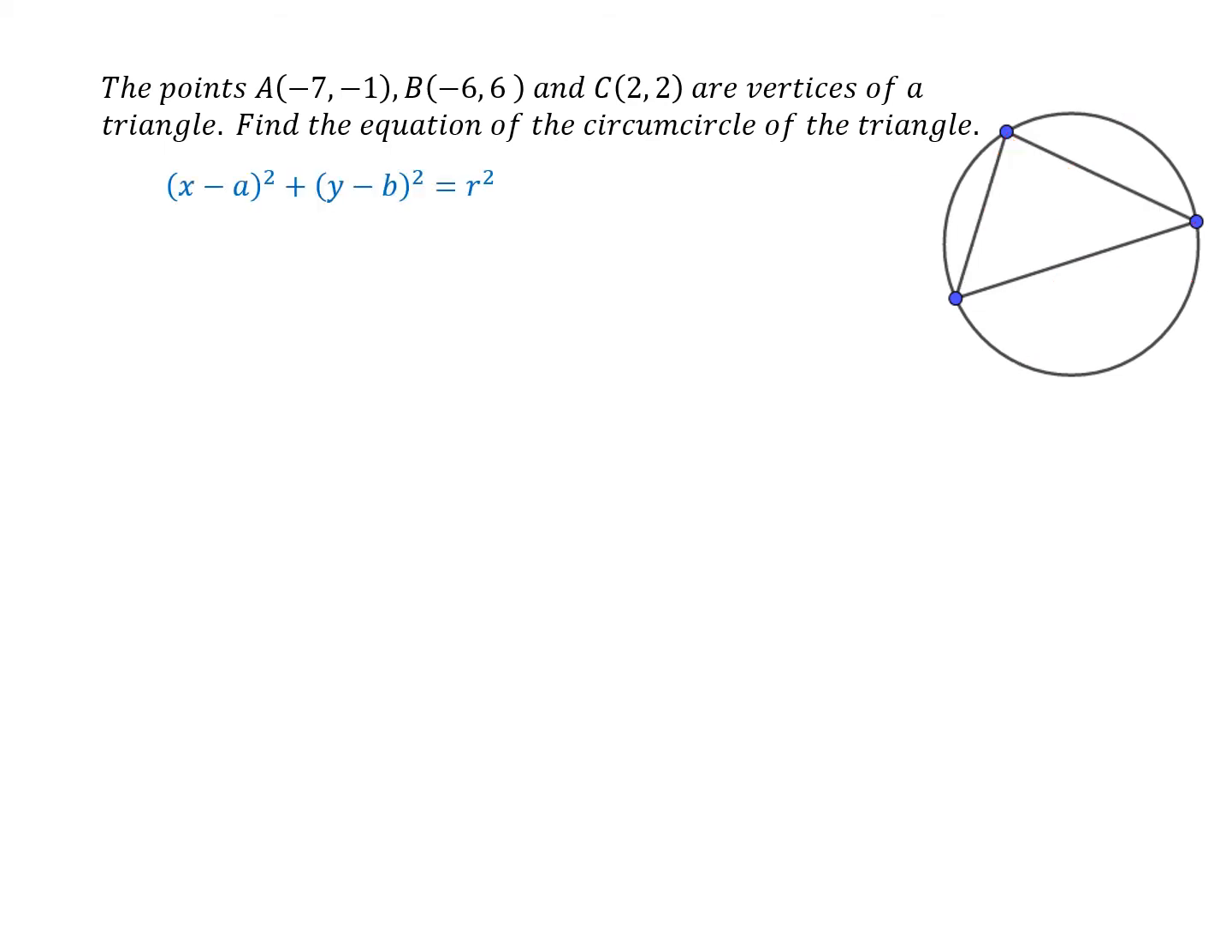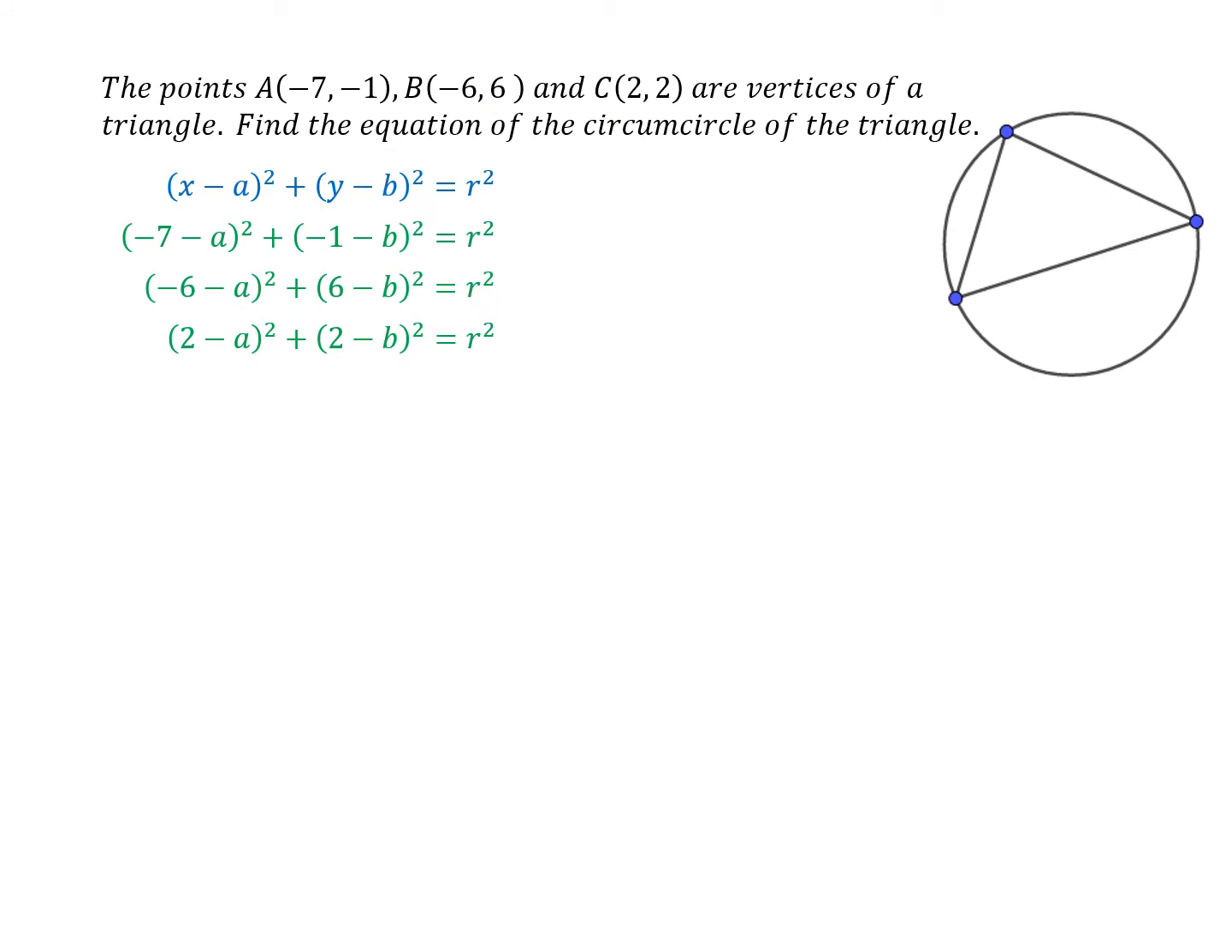So I'm starting here with the general form of the equation for a circle, where (a, b) is the center and r is the radius, and I'm substituting the values of -7 for x and -1 for y into this, which gives me that equation. And then when I do something similar for the other 2 points, I get these two equations here.